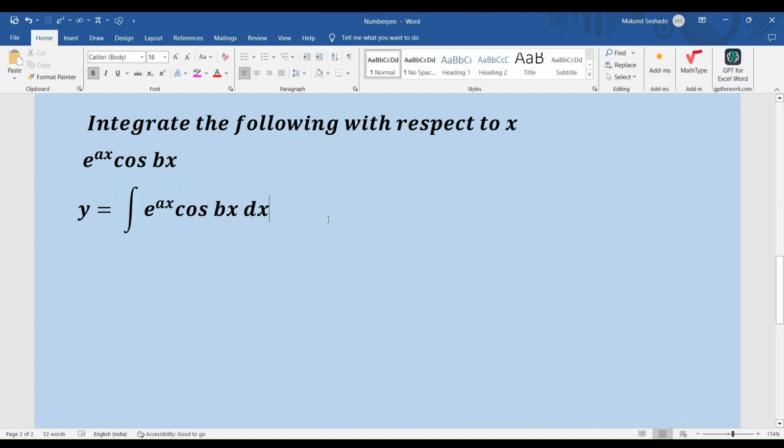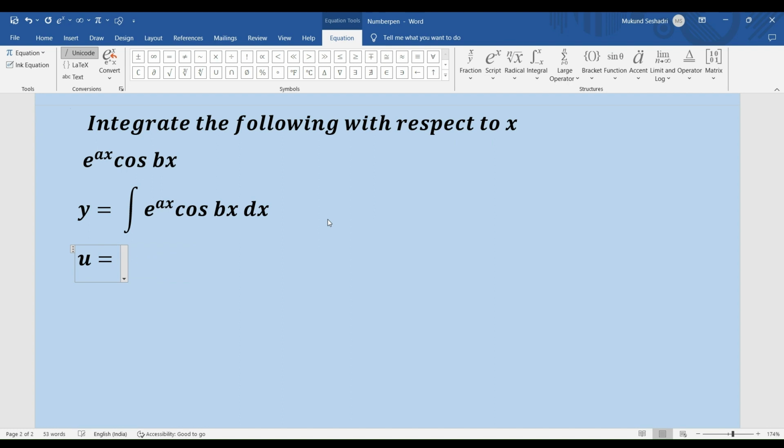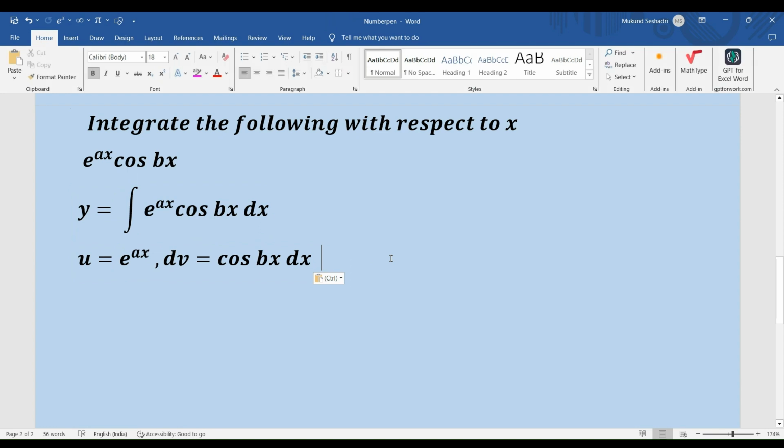So that's my y. Now it's quite evident that my y is of the format integral of u dv. So let me assume my u equals e to the power ax and my dv equals cos bx dx, right? Now something which is very unique about e to the power ax is how many ever times I differentiate or integrate e to the power ax, I will still have my e to the power ax term in the successive derivatives or successive integrals, right?